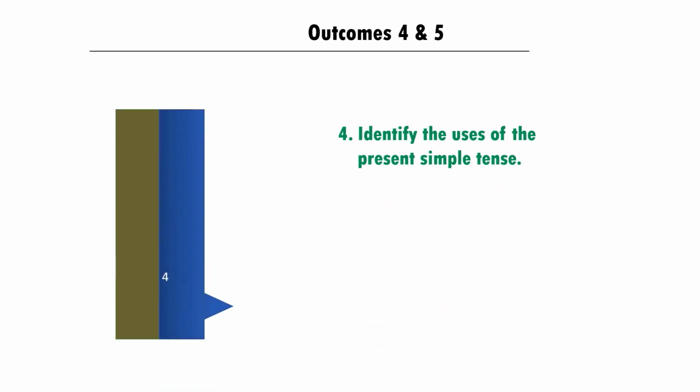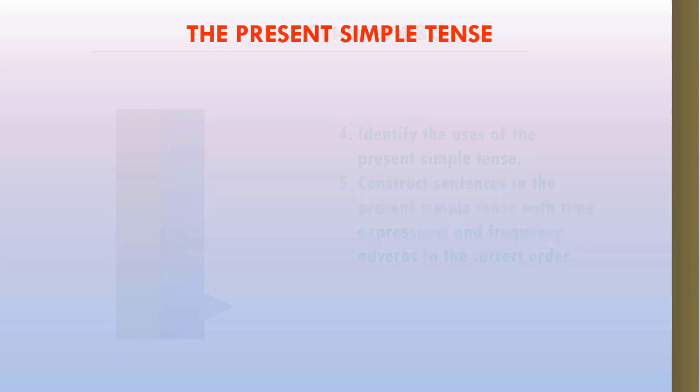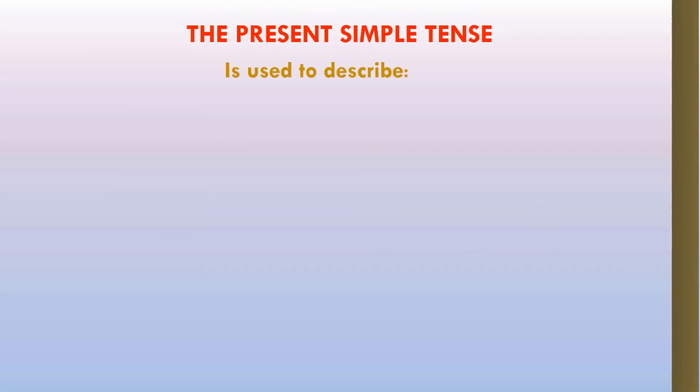So today we're doing outcome 4 and outcome 5. And here we'll be looking at the uses of the present simple tense, and we'll also be looking at sentences using time expressions and frequency adverbs. Okay, so firstly let's have a look at the uses of the present simple tense.